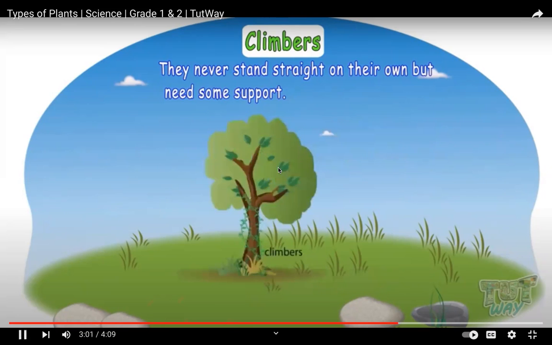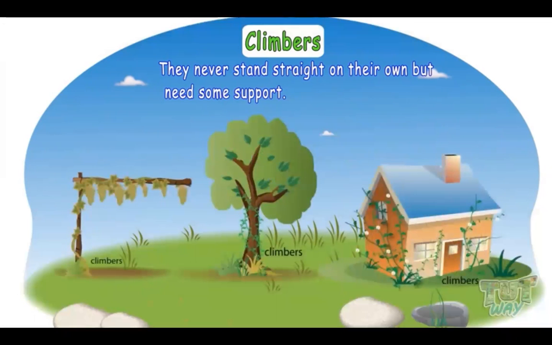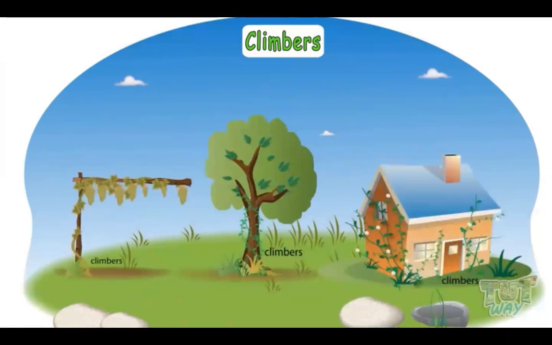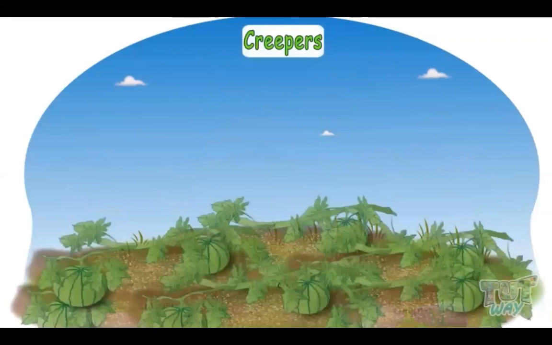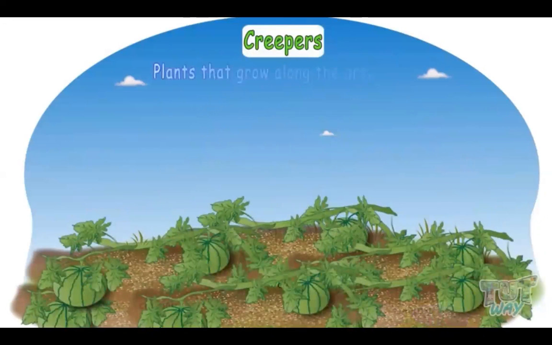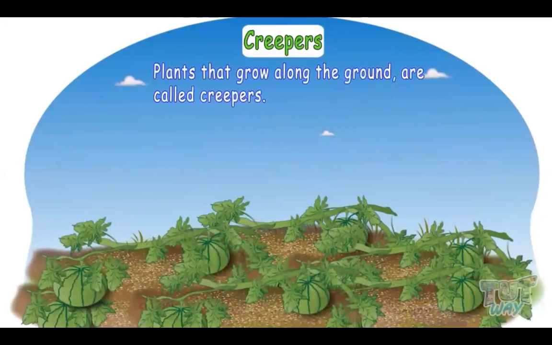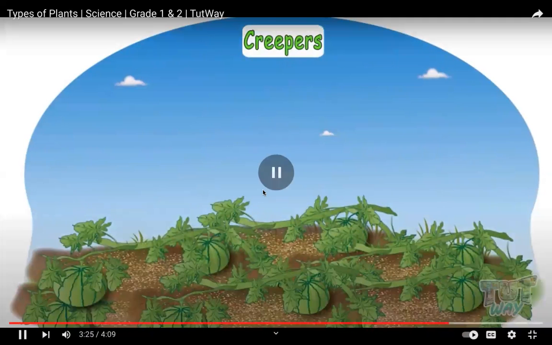Climbers need some other tree or some stick to climb up. Climbers climb up trees and houses and grow that way. These are examples of climbers. Now let's see, what are creepers? Plants that grow along the ground are called creepers. They are growing on the ground only.